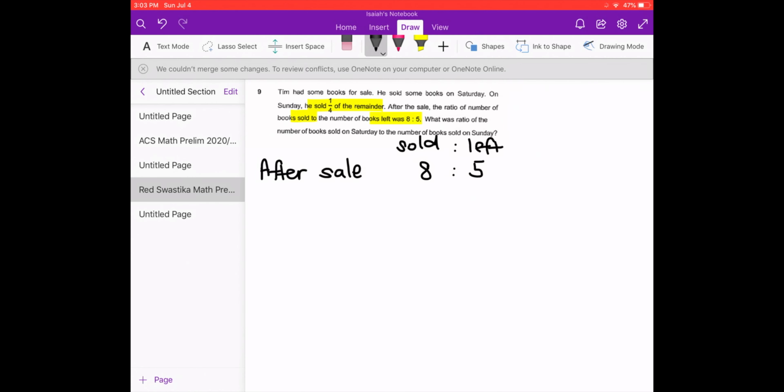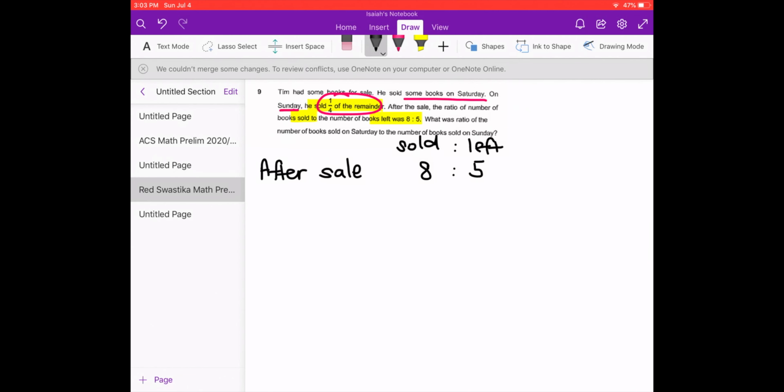Now the question wants a ratio for the books sold on Saturday to books sold on Sunday. We do not have real figures to work on for Sunday and Saturday. All we know is he sold 1/4 of the remainder on Sunday, and he sold some books on Saturday, so there's nothing there to work on. Before we work this out, let us put the information in chronological order to see what is taking place.